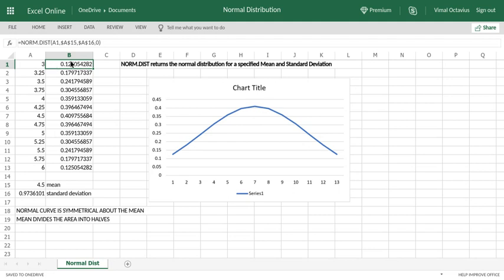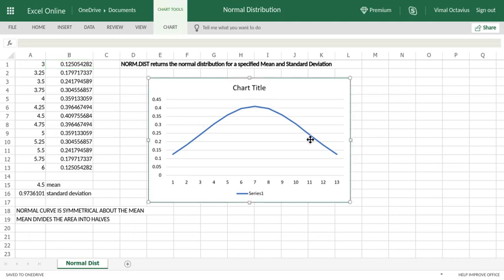So column B has a corresponding value to each of the values in column A, and that is basically a function called norm.dist in Excel, and that basically returns a normal distribution value for a specified value in a data set with a specific mean or an average and the standard deviation that we provide. So once it returns the normal distribution, then we simply plot a line graph using these values in column B, and you get a bell curve.